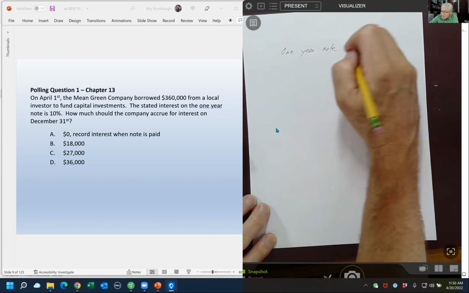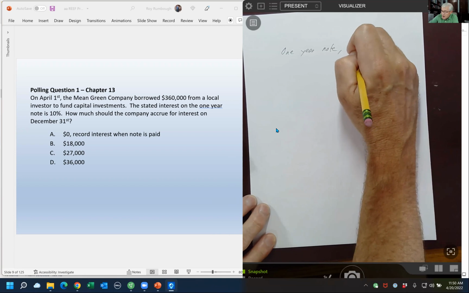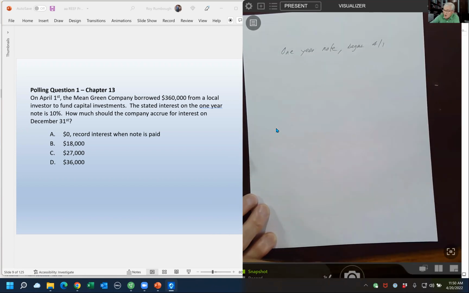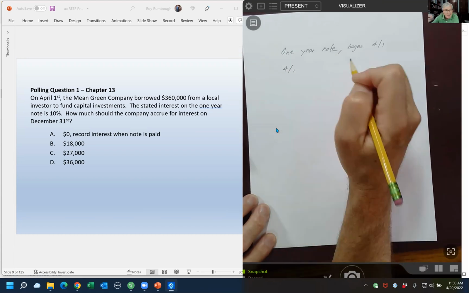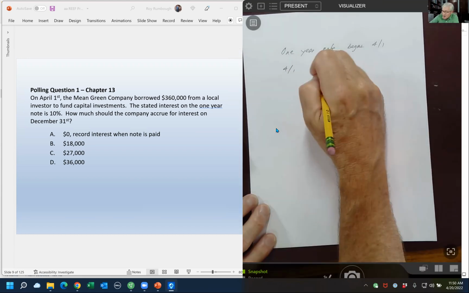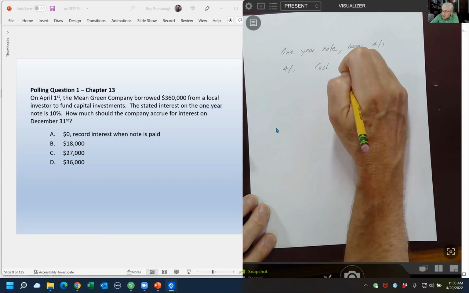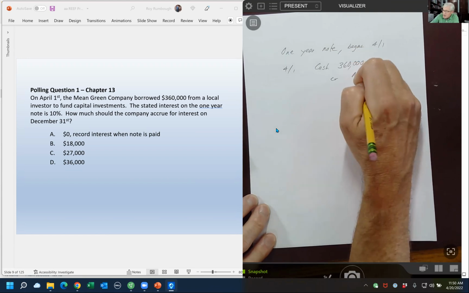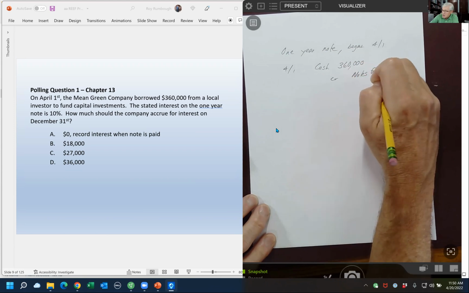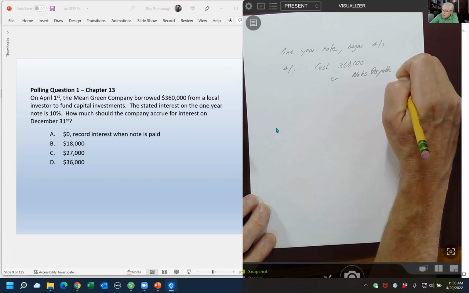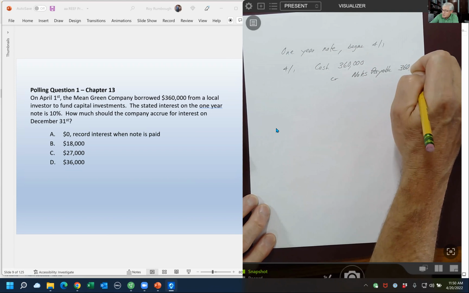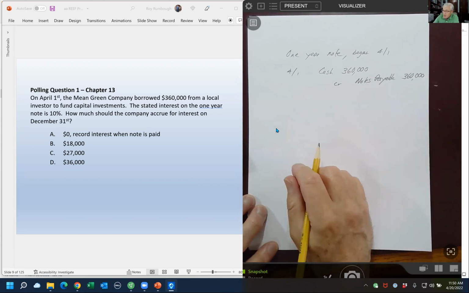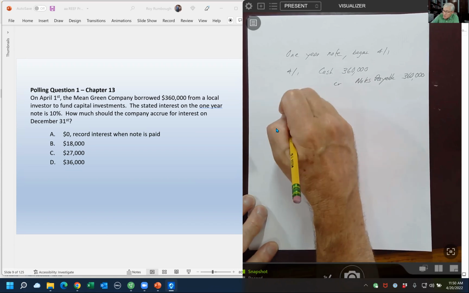That began April 1. I'll do the journal entry really quick for April 1. That's not what they're asking for. Debit cash for $360,000 and credit notes payable for $360,000. But what they're asking for is 12/31.